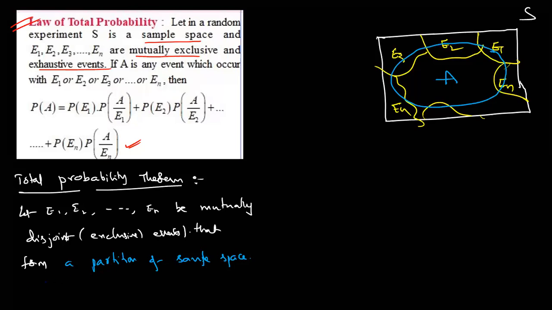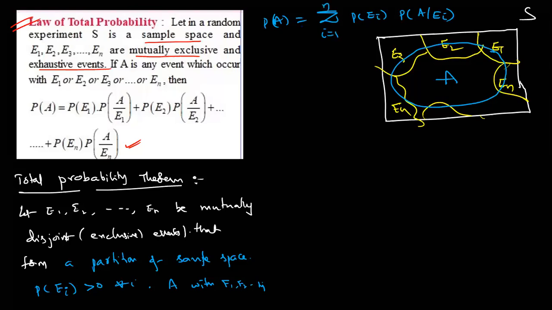In this case, you should understand that P of Ei is always greater than 0 for all i. Now the concept is, suppose A is happening with any event like E1, E2 and so on, En. Then they ask us to prove that P of A is equal to sigma P of Ei into P of A by Ei, with i running from 1 to n.